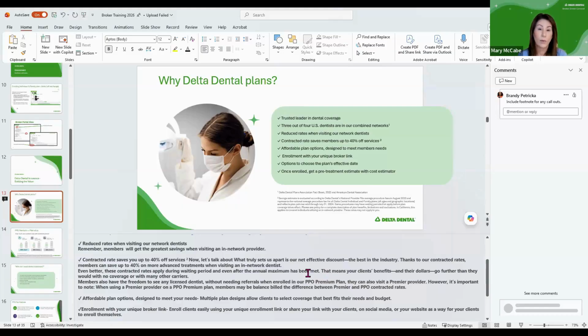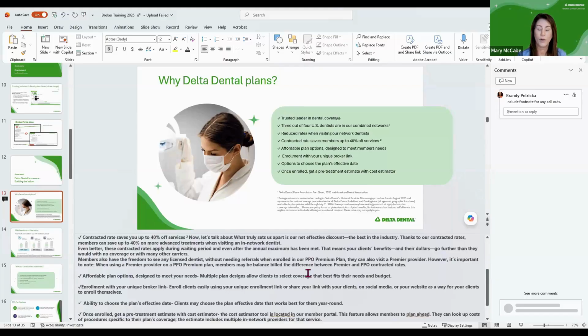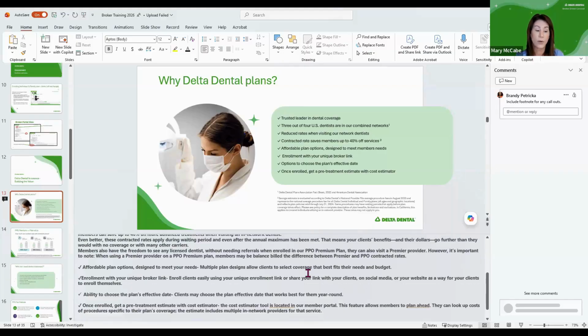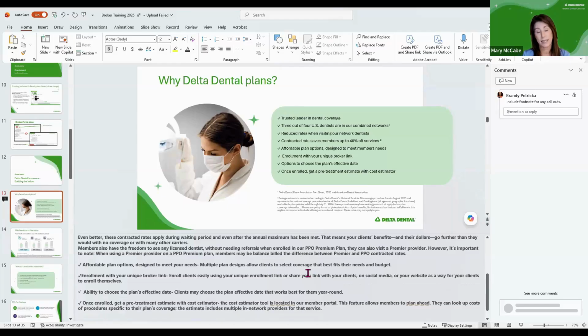We have affordable options that are designed to meet your client's needs. So we have multiple plan designs, so that way they can pick the plan that best suits their budget. The enrollment is with your unique broker link. So clients can use that unique link to enroll themselves. You can share your link on social media, on your website. You can email it to them. But that link is what's going to connect your commissions to that sale.